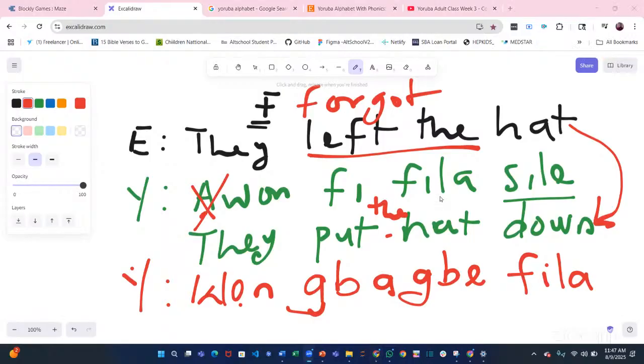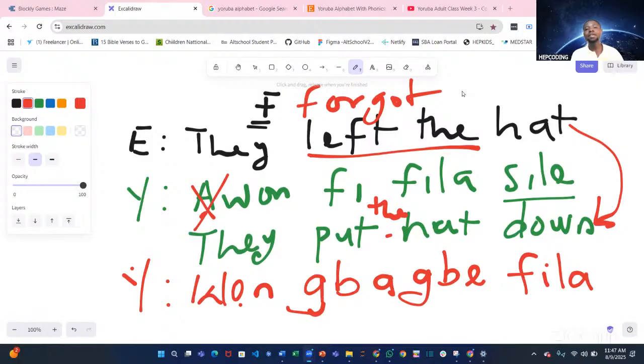Yeah. So you meant forgot. But if you say it, wọ́n fi fìlà sílẹ̀, in Yoruba does not necessarily mean that they forgot the fìlà. But it can also mean it. But it's not as strong as wọ́n gbàgbé fìlà. That means forgot fìlà. Wọ́n fi fìlà sílẹ̀ could mean that they intentionally left it.